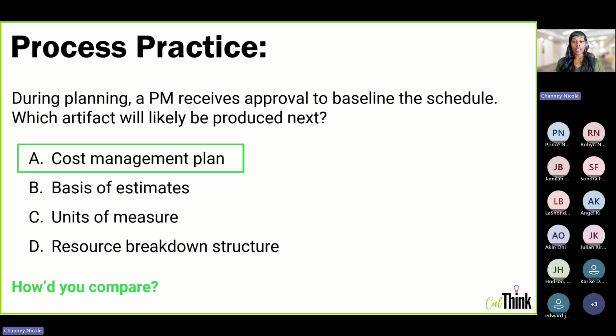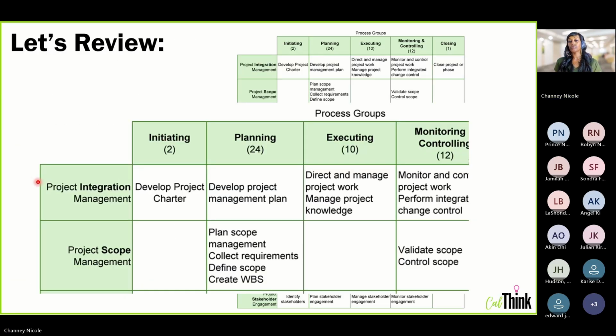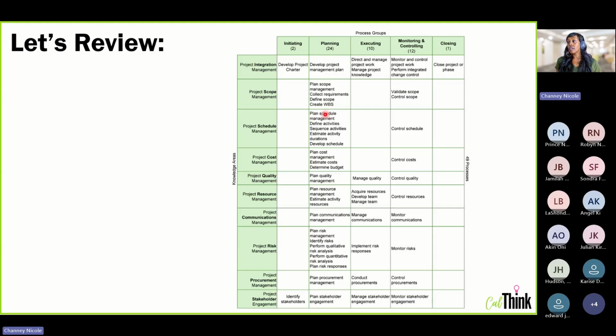Okay, so if we look at the process grid, let me just pull it back up here so we can kind of get an overview. Now here, it said that we just received approval to baseline our schedule, and that comes out of develop schedule. So the next step in the process will be any of these that fall after develop schedule. And in our list of choices, cost management plan came first. So that's the one that we're going to use because that's an output of the very next process on the process grid. That's how that logic works. Does that answer your question, John, or does that kind of help you decipher?